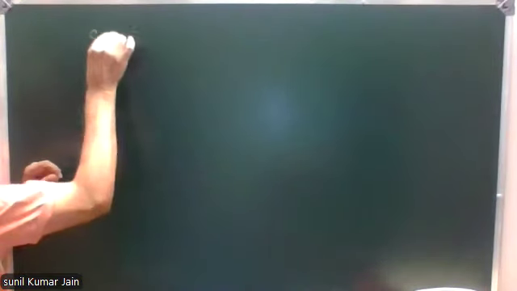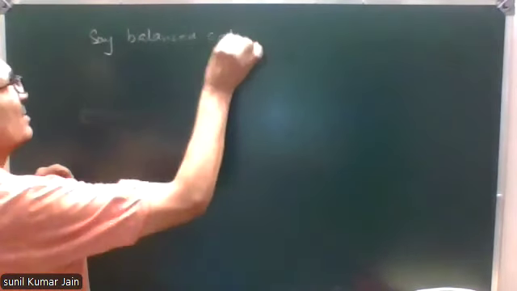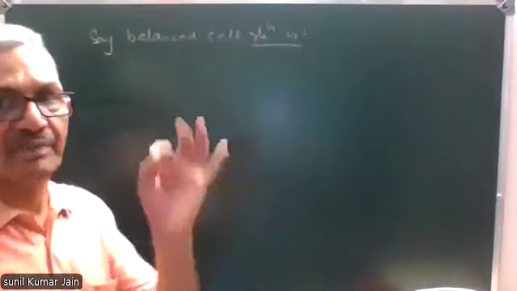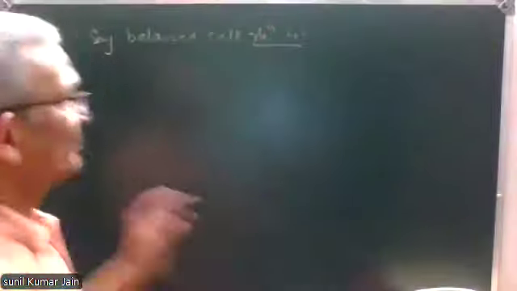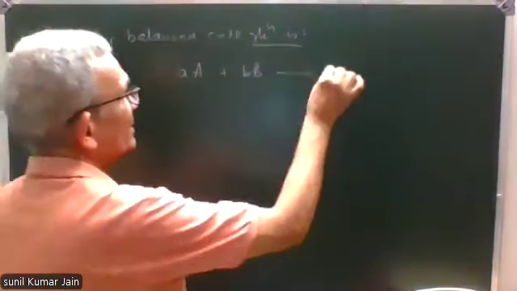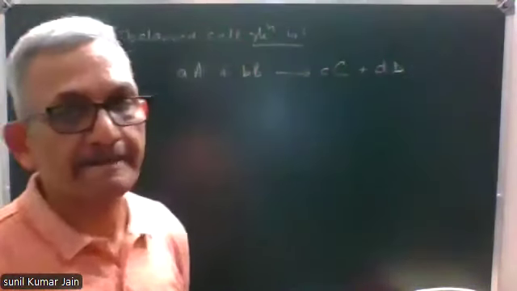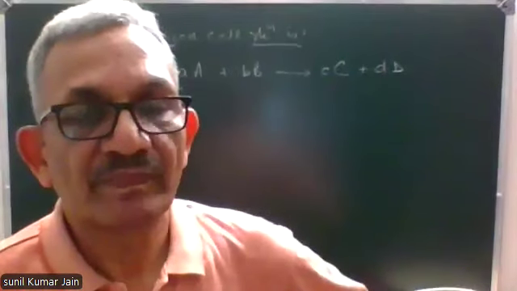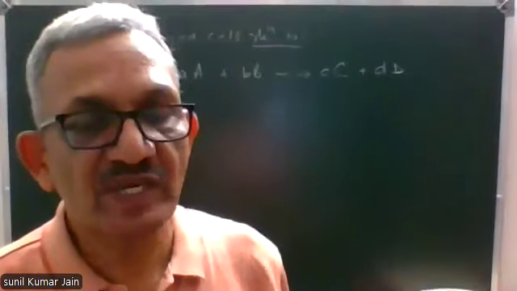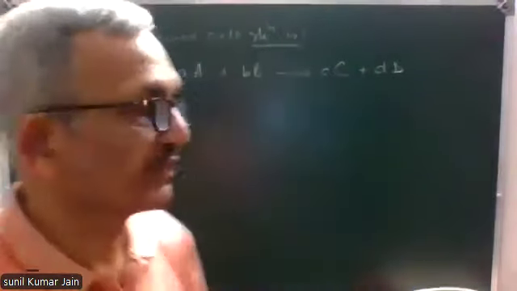Say the balanced cell reaction is aA plus bB gives cC plus dD. Quite obvious, small letters a, b, c, d represent stoichiometric coefficients. Capital letters A, B, C, D represent formulas of reactants and products.